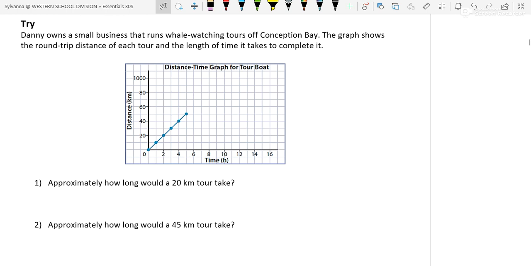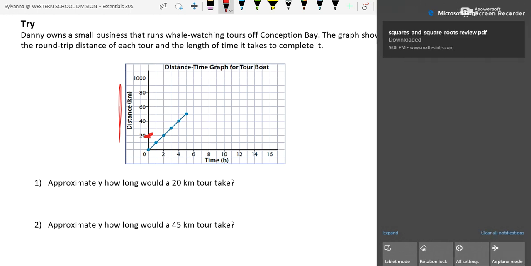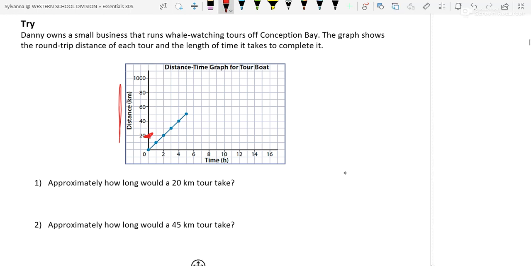We're given the distance along our y-axis here, so that's where we're going to look for our 20. That would be over here. This is our 20. As I move along till I hit the graph, I look down and I see that I'm at 2 hours.